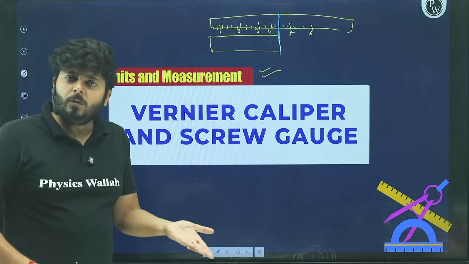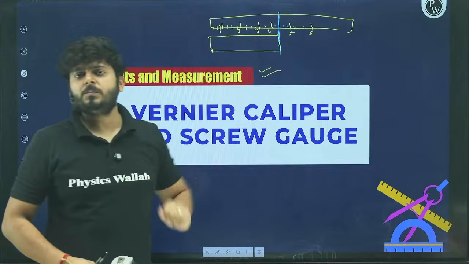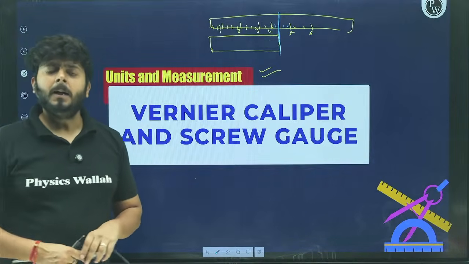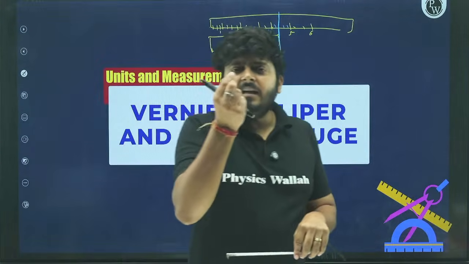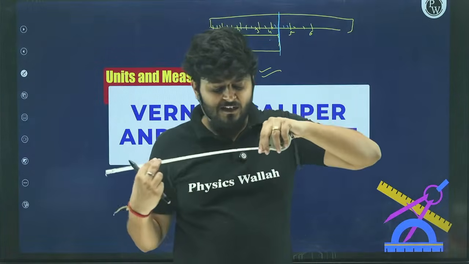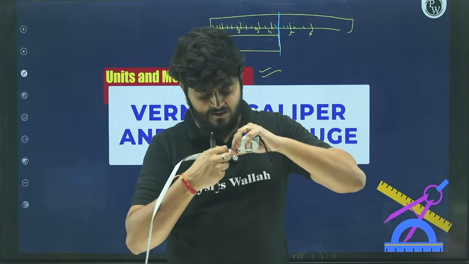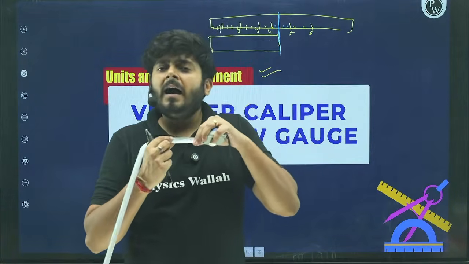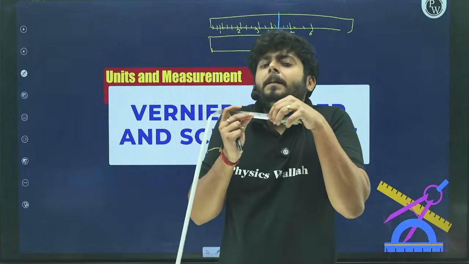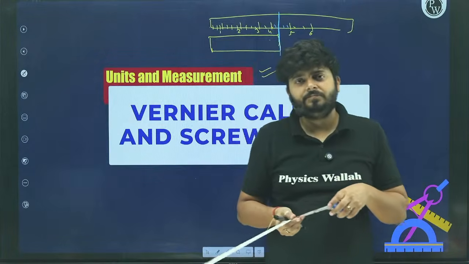So to make it even more precise, I have to further divide the available space into smaller parts. But my dear kids, there is a limit to which we can see things clearly. If I make very small markings on this scale, very close to each other, we won't be able to see them very clearly, right?